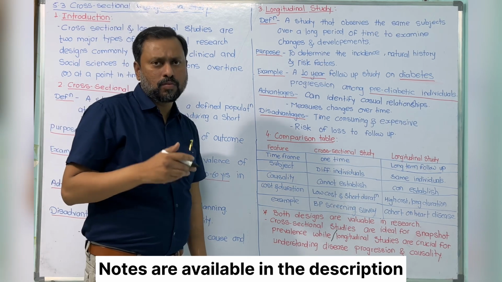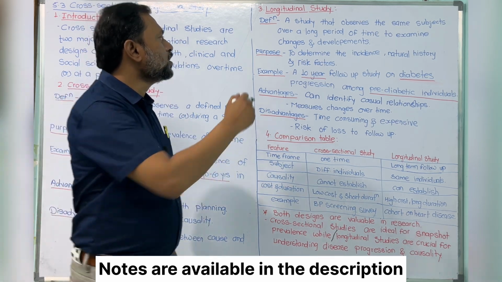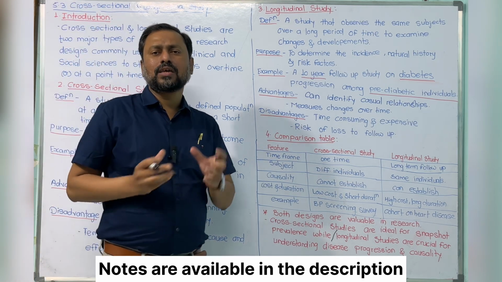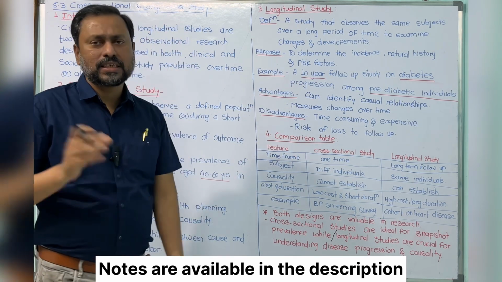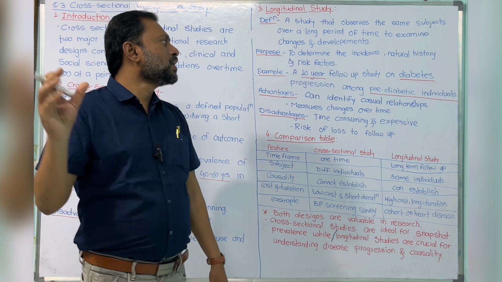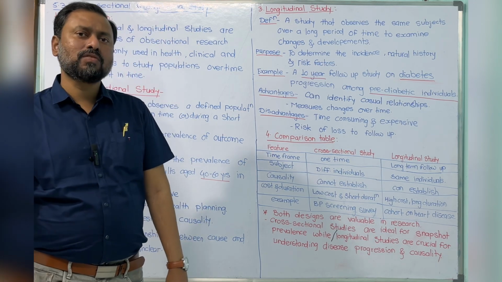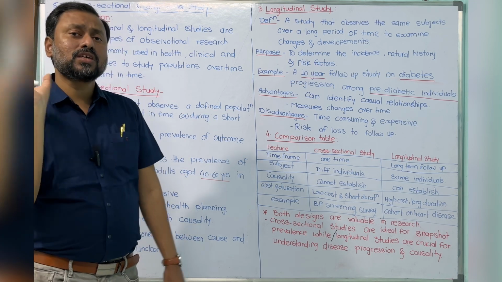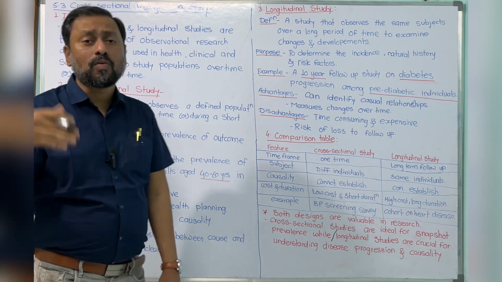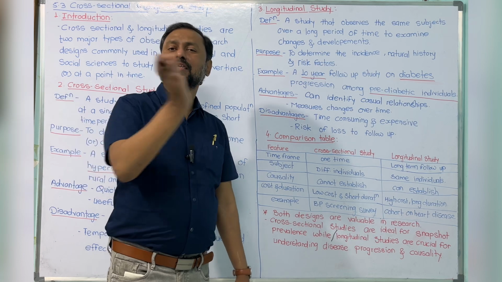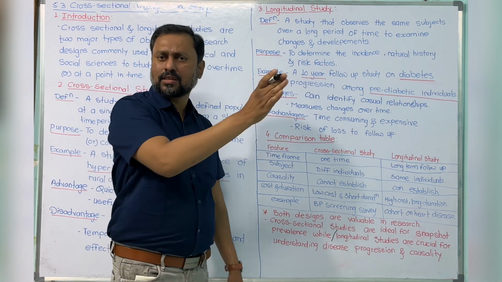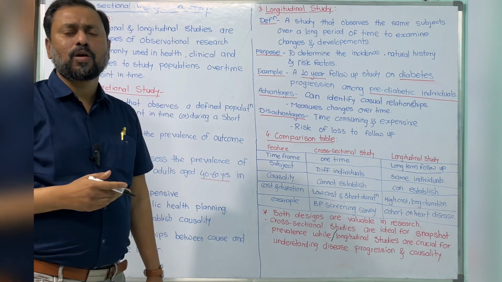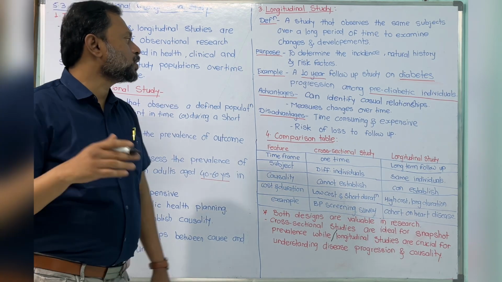Next is the purpose. What is the purpose of this longitudinal study? To determine the incidence, natural history, and risk factors. Why are we gathering this type of information? To know the incidence, what incidents happen, and the natural history. The research is not doing any intervention, just observing the natural history to collect the risk factors, and why the changes are happening in that individual. This is the main purpose of this type of longitudinal study.